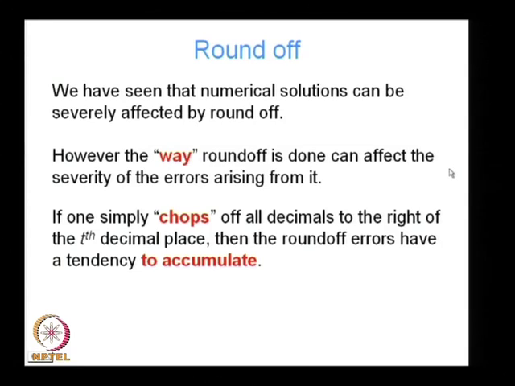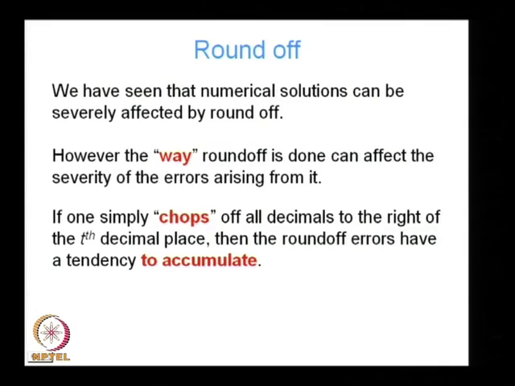We have seen previously that numerical solutions are severely affected by round off. However, the way we do the round off is critical and can affect the severity of the errors arising from round off. If one simply chops off all the decimals to the right of the 10th decimal place, then the round off errors have a tendency to accumulate.